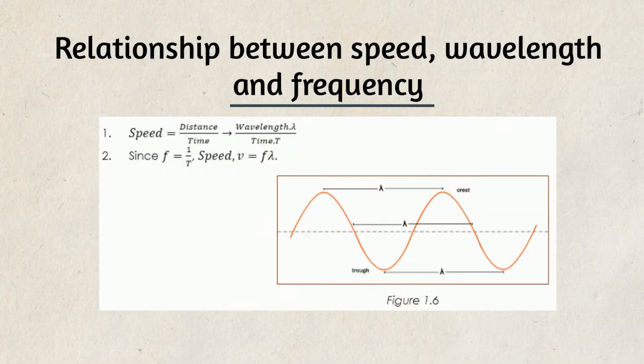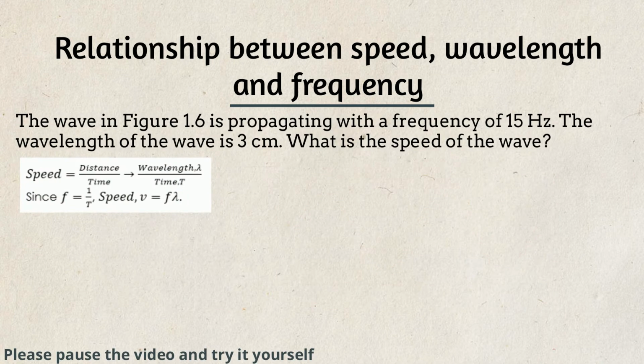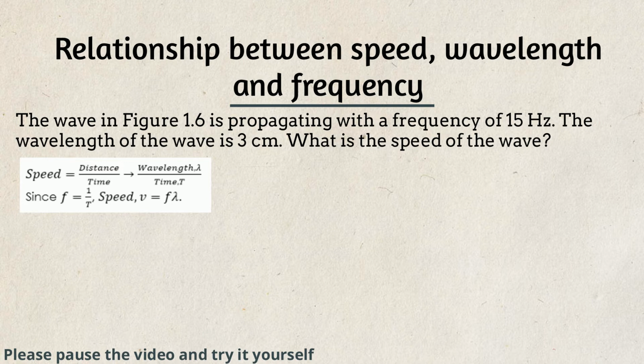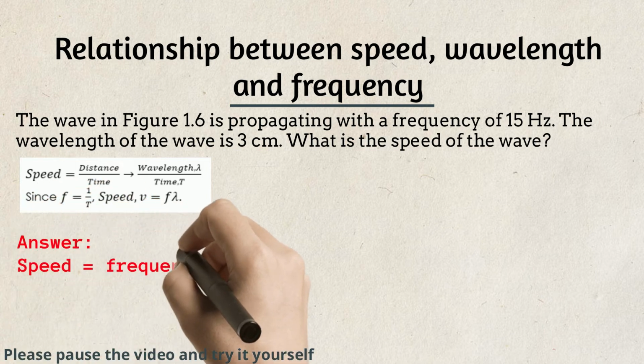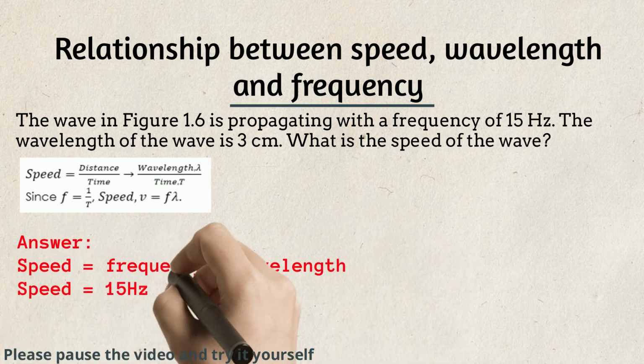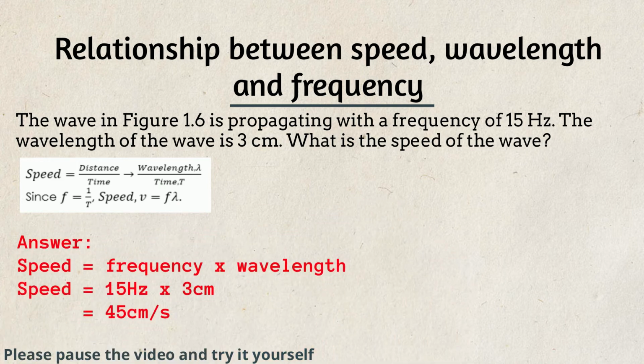Let's look at the relationship between speed, wavelength, and frequency. We know that speed is equal to distance over time, or wavelength over period. Since frequency is 1 over T, we can say that the speed is equal to frequency times lambda. Given that the frequency is 15 Hz and the wavelength is 3 centimeters, what is the speed of the wave? Using v equals frequency times lambda, we multiply 15 Hz times 3 centimeters, which is 45 centimeters per second.